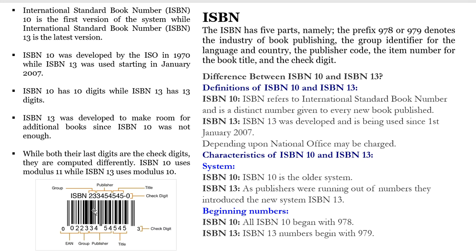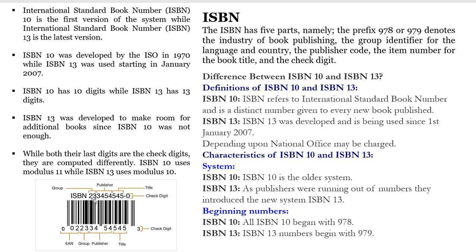These are barcodes. You know that ISBN has 5 parts, namely prefix and postfix. The prefix, generally 978 or 979, denotes the book publishing industry, then the group identifier for the language and country, the publisher code, the item number for the book title, and the check digit. Here ISBN is totally 13 digits, 1 2 3 4 5 6 7 8 9 10.